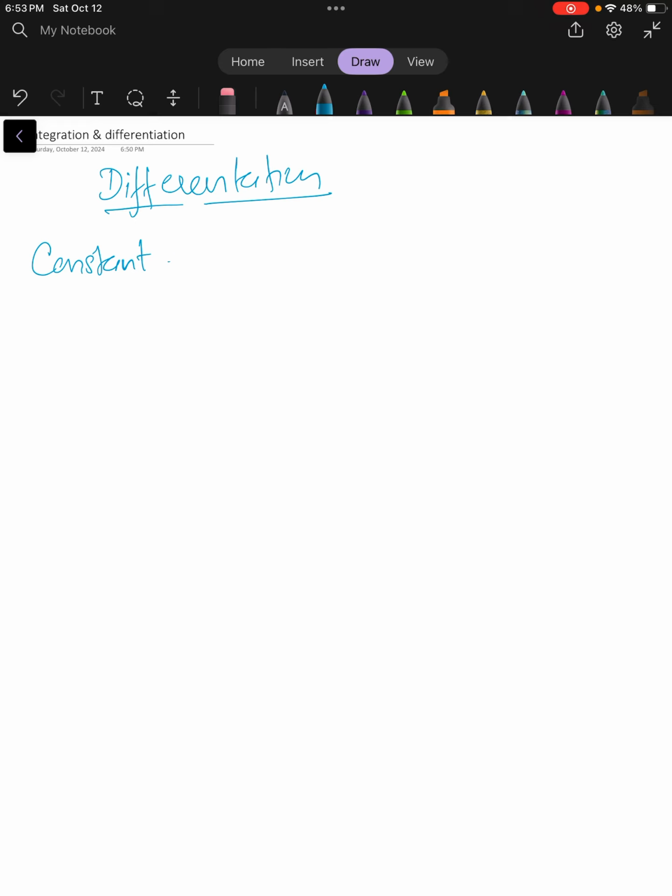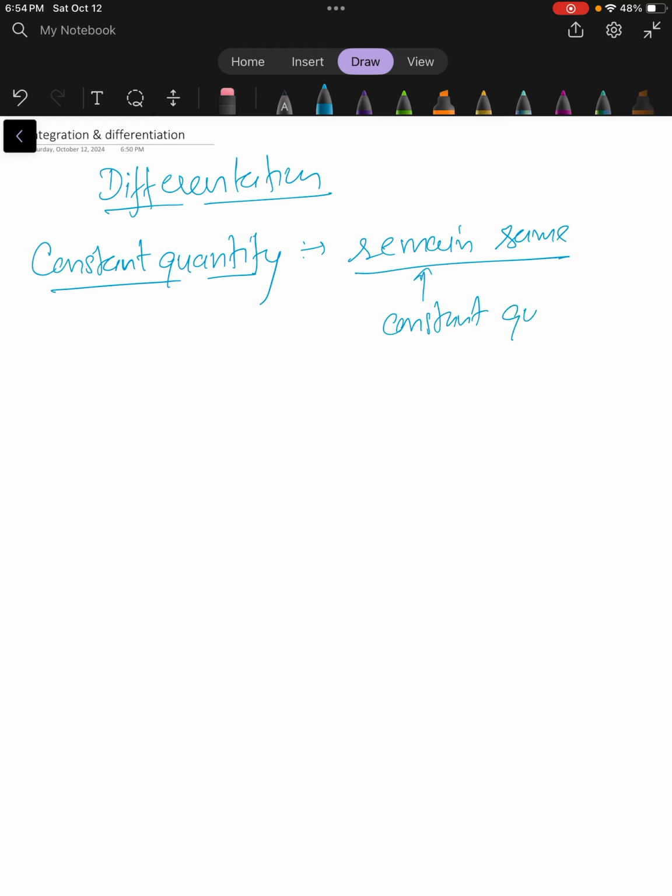Constant quantity. So what do you understand by the constant quantity? We will say, in terms of value, a value that remains the same. Those values that remain the same are known as the constant quantity.